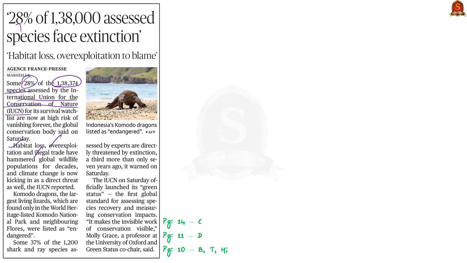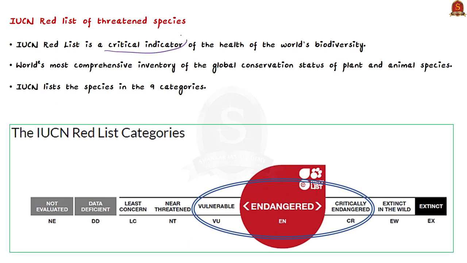So in this context, let us briefly know about the IUCN Red Listing and the newly introduced green status. See, the IUCN Red List is a critical indicator of the health of the world's biodiversity. Let us understand this with a very simple example. Take a traffic signal. When it is red, you have to stop. And when it is yellow, you have to start your engine and wait until you get a green signal to move. So this is a very simple example of an indicator. Likewise, to indicate the health of the world's biodiversity, this IUCN Red List is used.